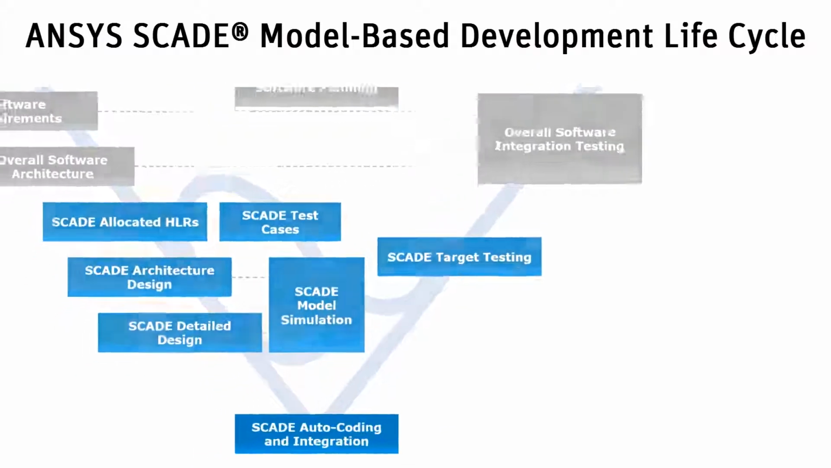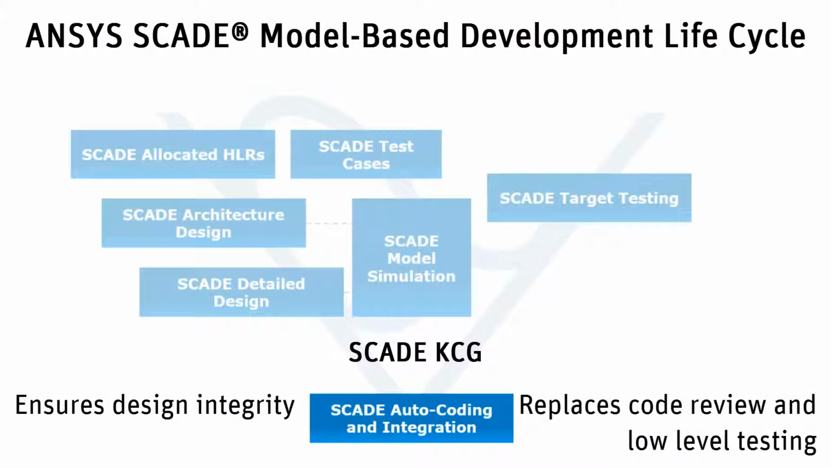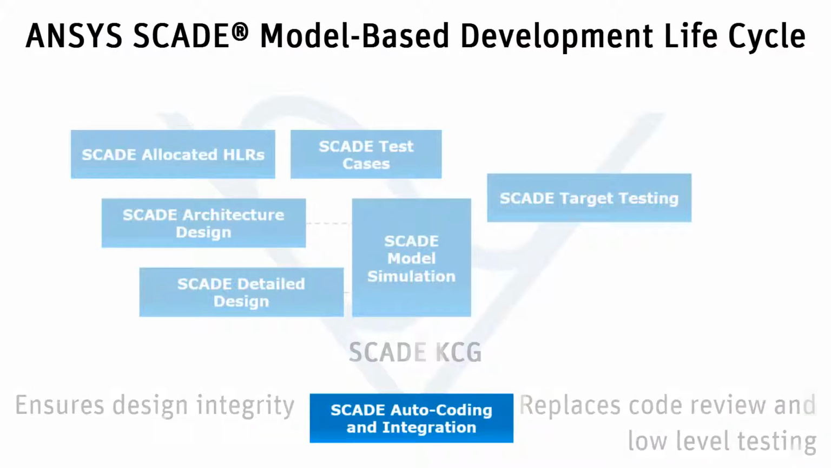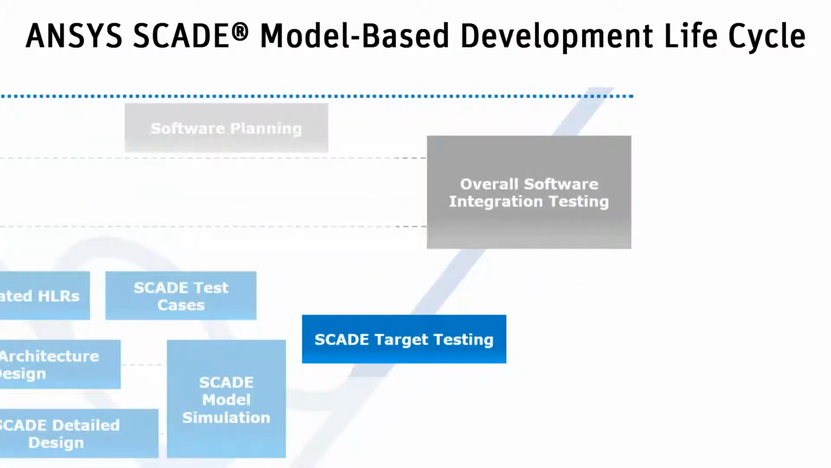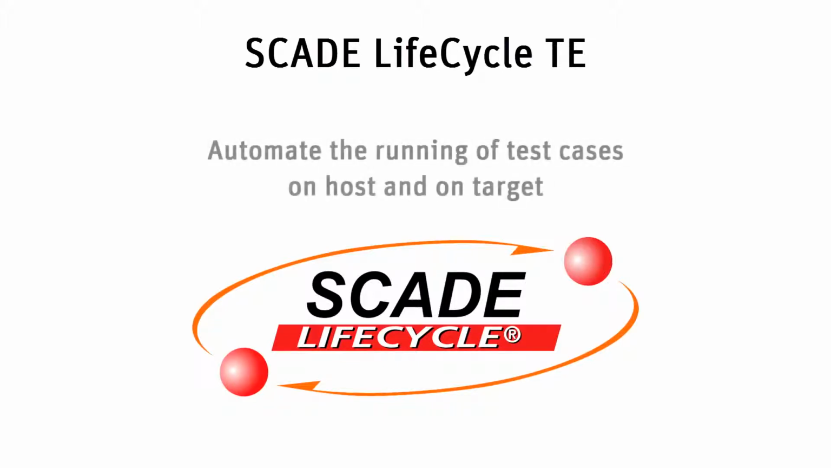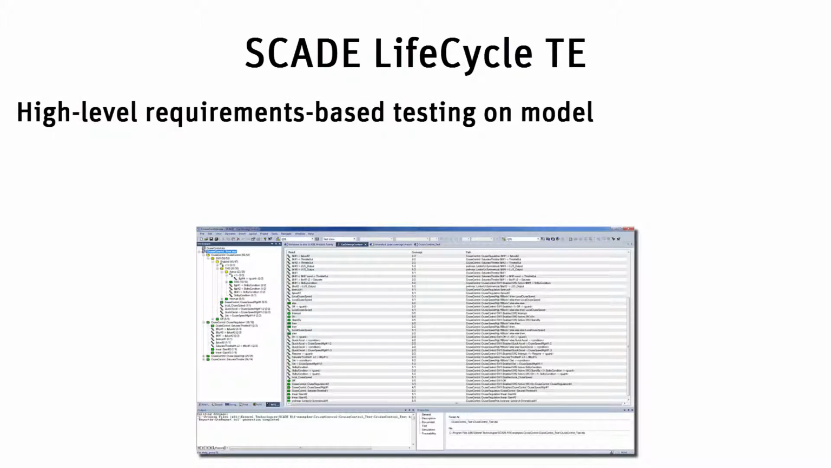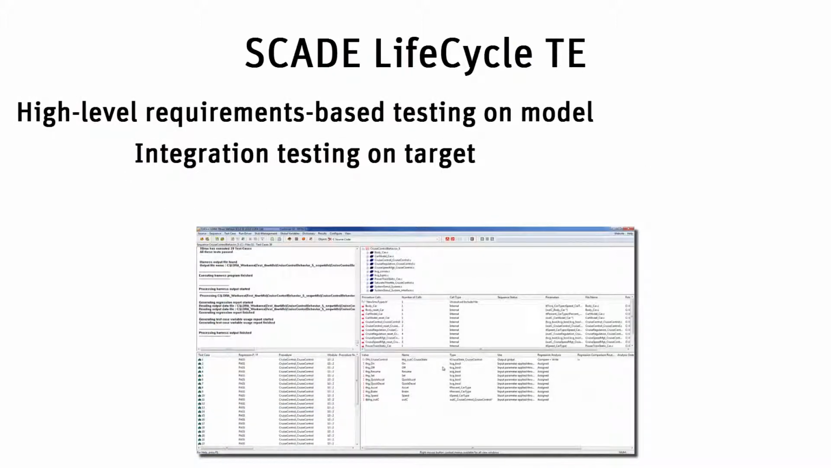So let's take a closer look at the right side of the life cycle. As explained before, the SCADE KCG semantic checks ensure design integrity. KCG qualification replaces code review. Model coverage allows verifying that the test cases also cover the LLR. At the integration testing phase level, the SCADE LifeCycle Test Environment is a module that allows developers of certifiable applications using SCADE Suite to automate the running of test cases created during model-based verification activities on host and on target. This allows a complete verification workflow from high-level requirements-based testing on model down to integration testing on target.